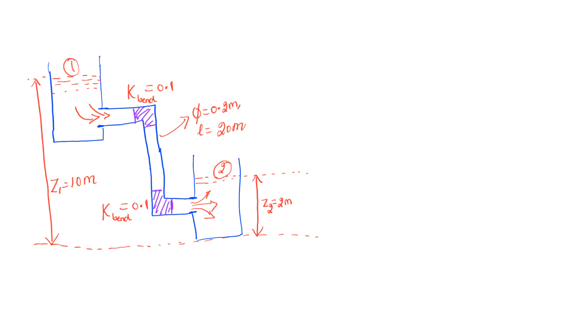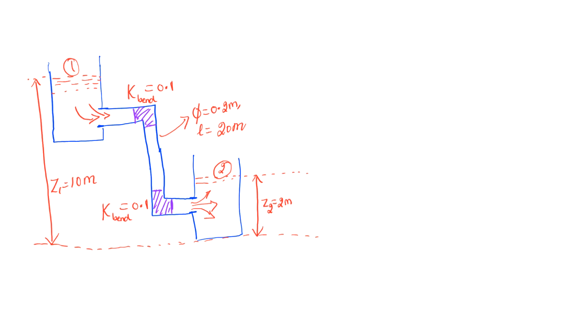My dear people, this is a very interesting problem. Here we have a tank 1 in which there is some liquid, and the liquid is rushing through this pipe that is 20-meter long and diameter 0.2 meter into tank 2.